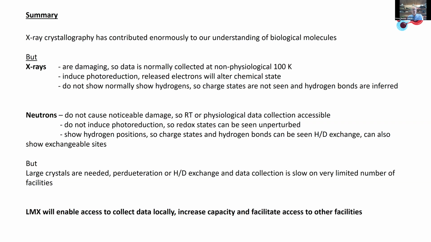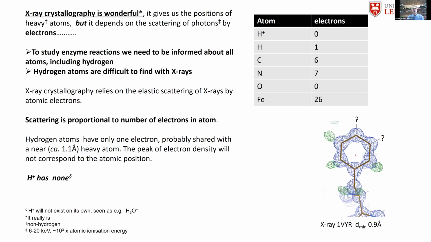There are disadvantages of doing neutron crystallography. We need large crystals. We have to do some hydrogen deuterium exchange or perdeuterate the samples. Data collection is very slow compared to X-rays, and the number of facilities is extremely limited. So LMX should enable access to collect data locally for the UK community. It'll increase capacity. It will also facilitate access to other facilities such as ESS in the future.